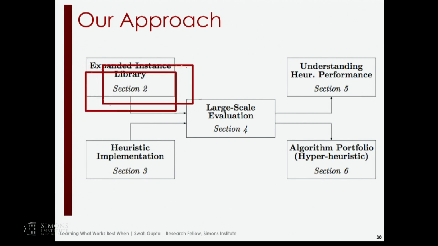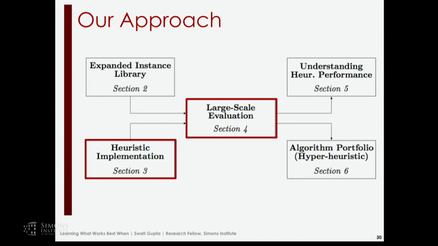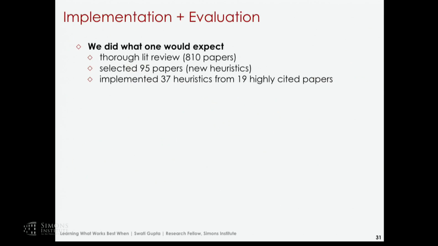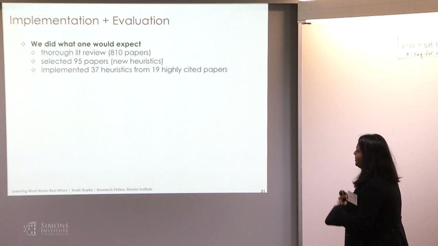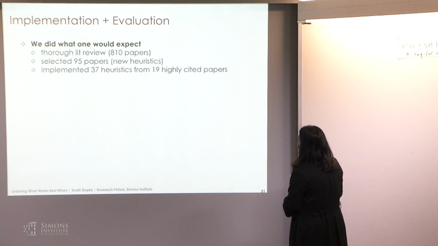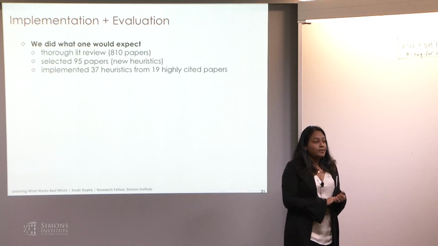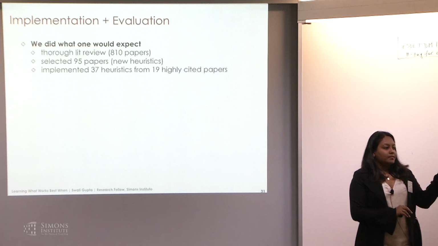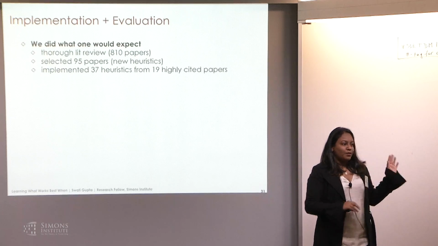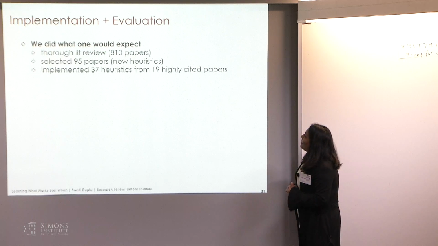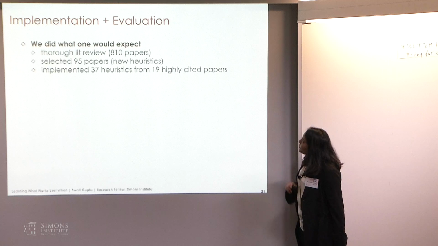All right, the next step was the large-scale evaluation on the Amazon EC2 cloud and implementation of heuristics. So we did what was expected. We did a thorough literature review. We got some 810 papers. We selected 95 with new heuristics. We implemented 37 of those heuristics so that we didn't have to import external solvers. We didn't have to solve SDPs from these 19 highly cited papers.